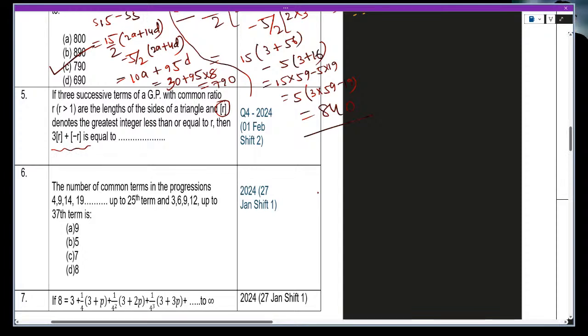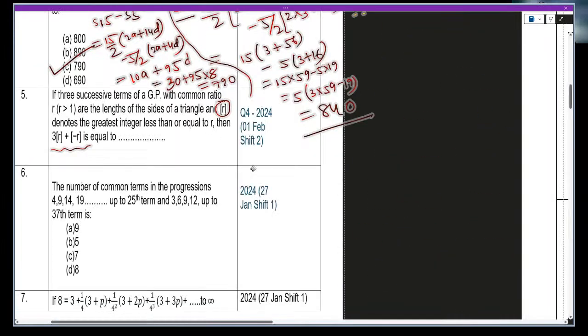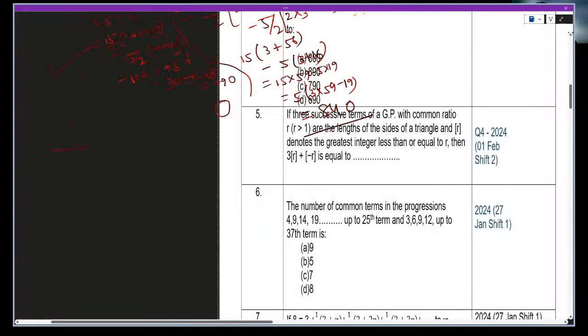3r plus 3 modulo r plus modulo minus r. Some properties you remember: if it is an integer, modulo r will be r only. Modulo minus r will be minus r only. Let's see whether you are getting an integer or not. But how to solve, how to apply the concept here. 3 successive terms of a GP with common ratio greater than 1. So let us do it here.